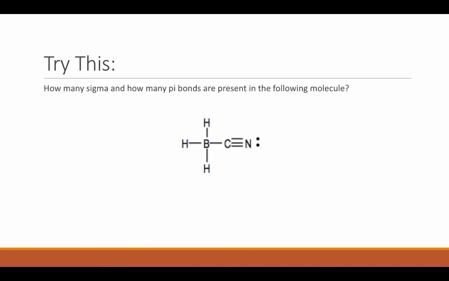Here's a question to try on your own. Pause the video here and see if you can figure out how many sigma and how many pi bonds are in this molecule. When you come back, I'll reveal the answer.